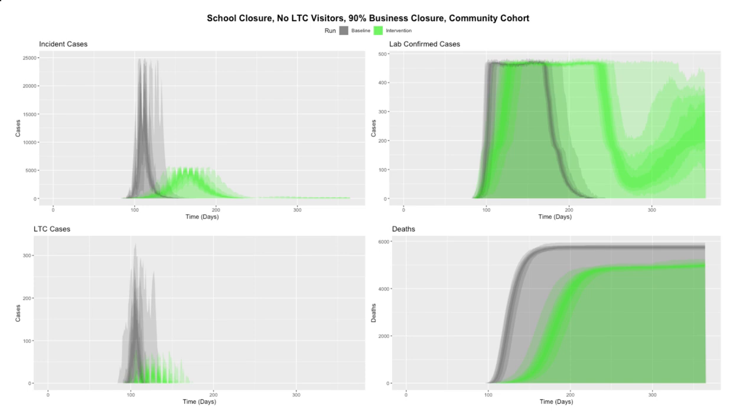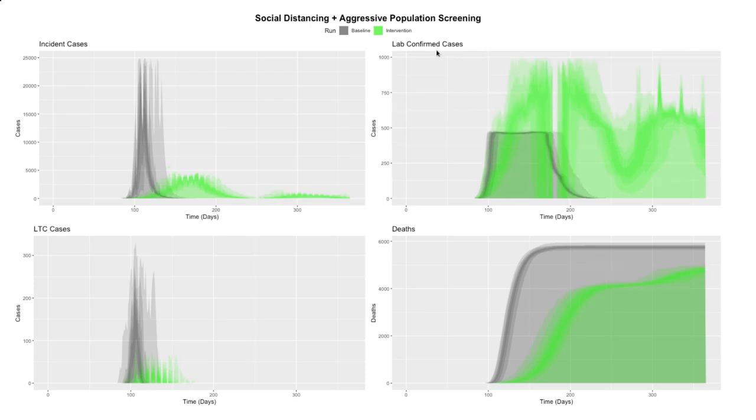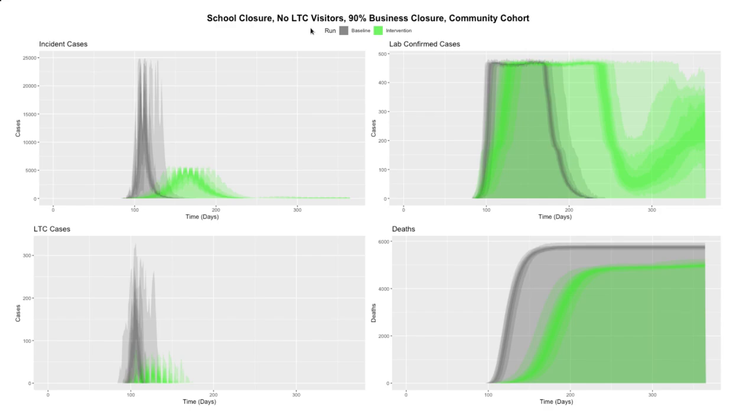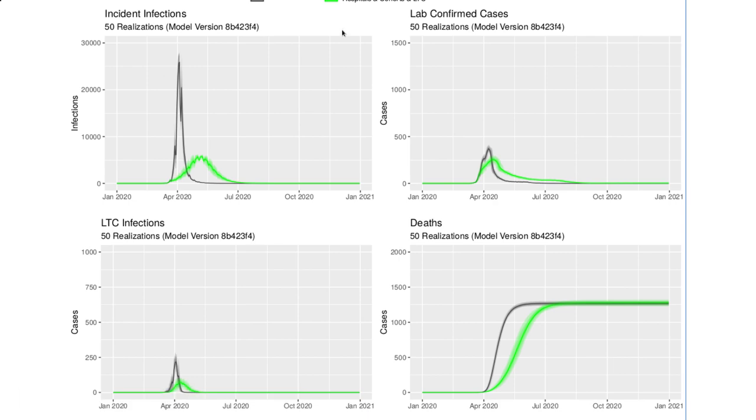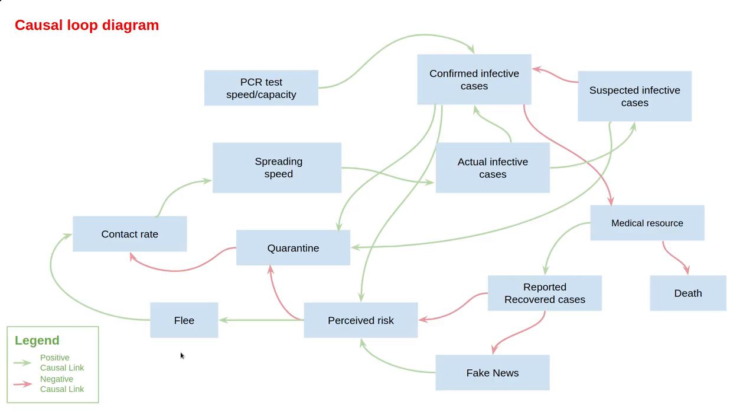So although these are all odd results and shouldn't be taken as indicative of current results, the model affords us a really detailed way of characterizing the dynamics over time associated with many key quantities in response to various intervention regimes. For example, with accommodations, layering of school closures, business closures, no long-term care visitors and community cohorting, what sort of test volumes and deaths and long-term care cases versus incident cases might we see, or with social distancing and aggressive population screening. We can also look at infections in long-term care facilities.